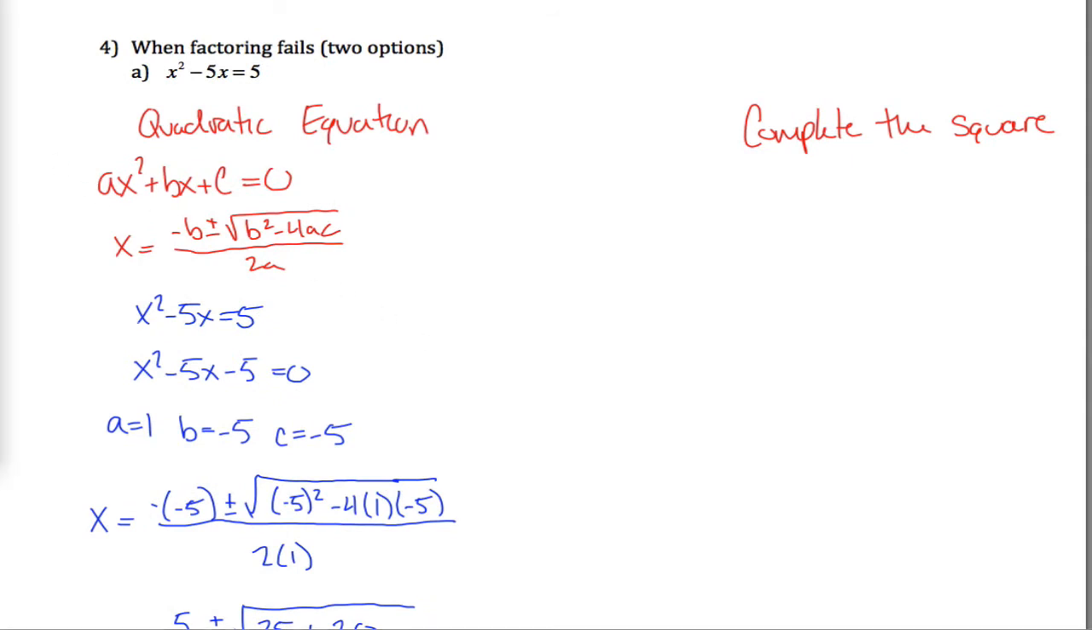Okay, what if you were to complete the square? I'm going to do this exact same problem, a different method. You really only need to know one of these two methods. To complete the square, it's, I guess, a 3-step process. Step 1, make the coefficient on x squared equal 1.